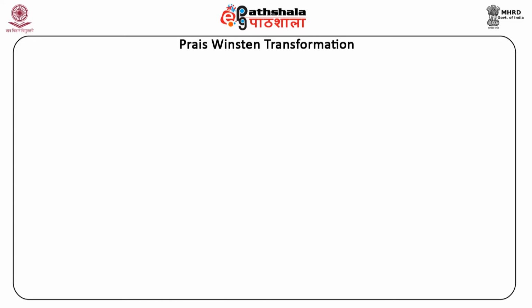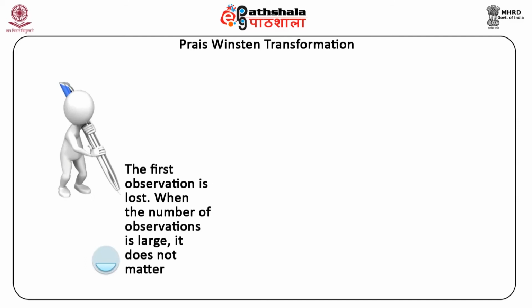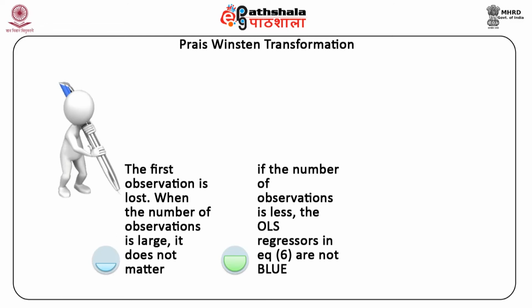Prais-Winsten transformation. In carrying out the above differencing, the first observation is lost. When the number of observations is large, it does not matter. But if the number of observations is small, the OLS estimators in equation 6 are not BLUE, that is, best linear unbiased estimators. So what do we do? The problem is rectified when the first observation on X and Y is transformed as y1 into the square root of 1 minus rho squared, and x1 into the square root of 1 minus rho squared. After introducing the first observations, the OLS estimates obtained are BLUE.